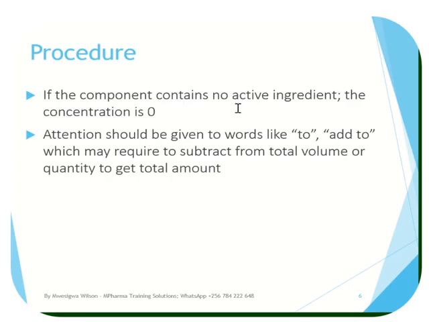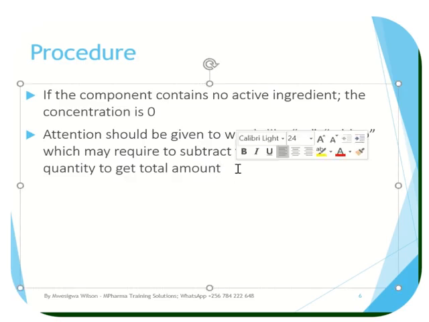Now, if a solution contains no active ingredient, the concentration is 0. We have looked at this over and over. Attention should be given to words like 'to' and 'add to', which may require you to subtract from the total volume or quantity to get the total amount. We have also seen this before. For example, if they say we are having maybe water to this and add other products, as we are going to see in the next calculations, how do you get the quantity of water?